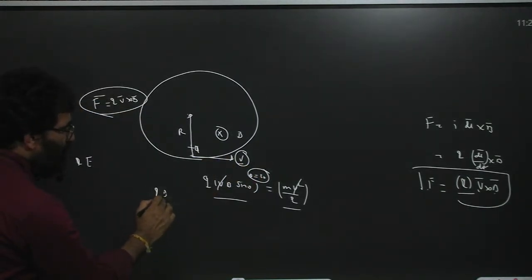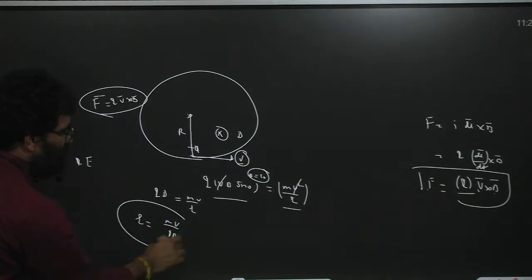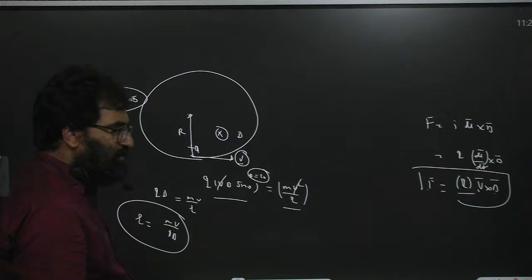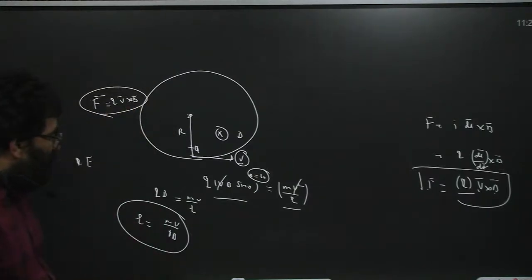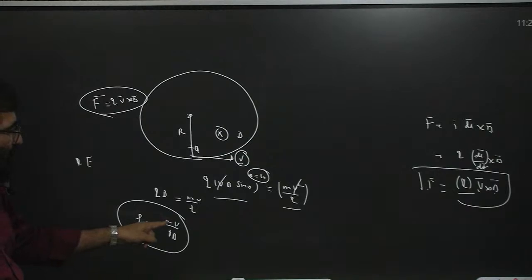So qB is equal to mv by R. R, the radius of curvature, is equal to mv by qB. So this is a very important formula. Whenever we are projecting one charged particle in an external magnetic field perpendicular to the magnetic field, definitely R is equal to mv by qB. That charged particle tries to move in a circular path of radius R. R is equal to mv by qB.